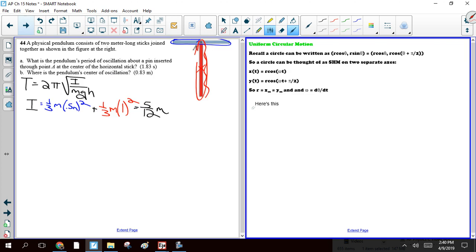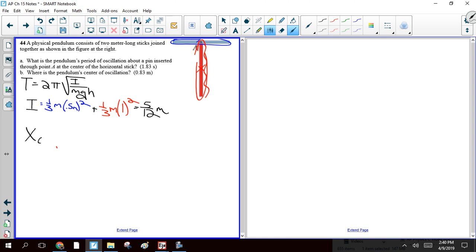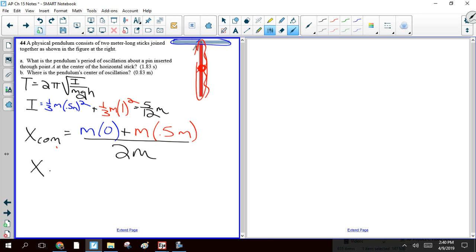Let's do this. So the position of our center of mass is the mass of the top stick, which is m, times its position, which is 0, plus the mass of the bottom stick times its position, which is basically 0.5 meters, because it's 0.5 meters down. All divided by our total mass, which is 2m, because mass plus mass. The m's cancel, so you get 0.5 over 2, which gives you 0.25 meters.